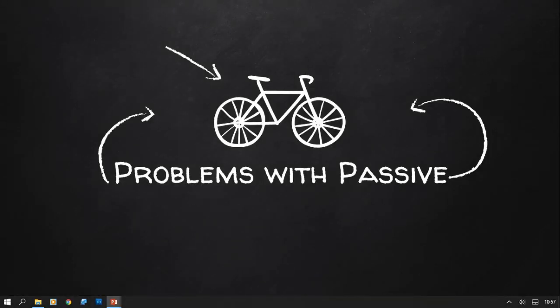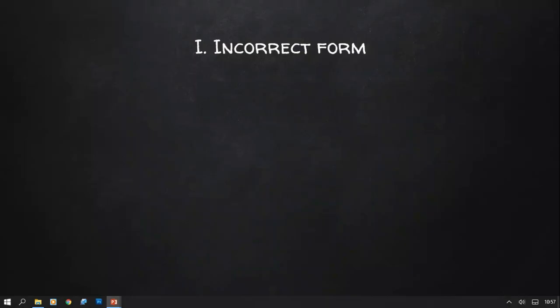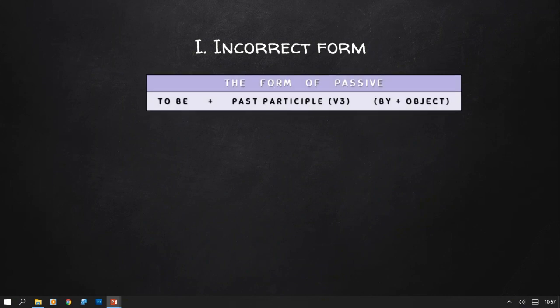Okay, now we arrive at the problems with the passive. These are common problems with passive voice that occurred in the ELPT test. This is the formula of the passive voice. The passive voice needs to have to be plus past participle, and the object is introduced with a by phrase.